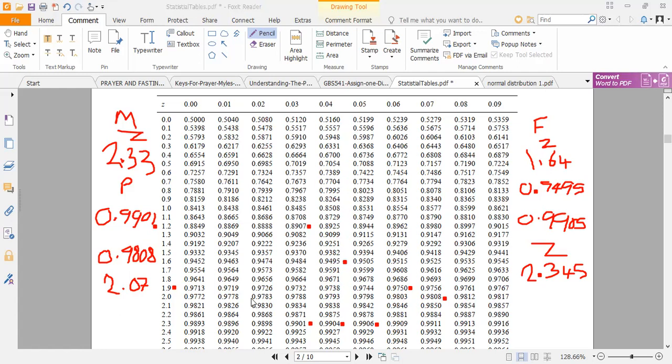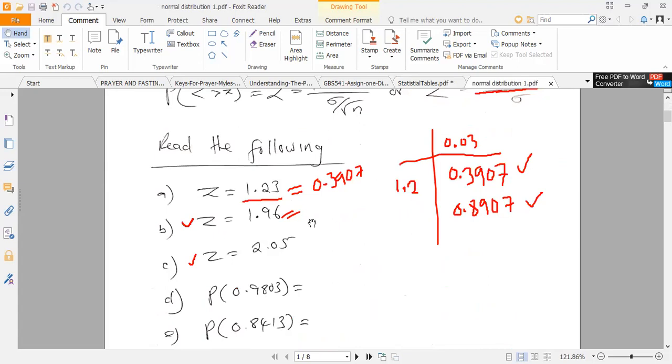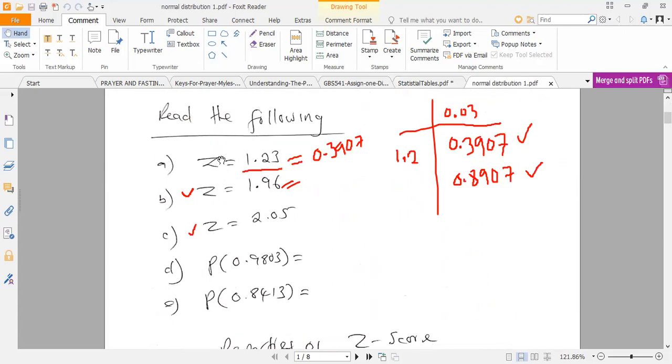We can start. So normal distribution, I've explained that each of the sides is what? 0.5. Then we have the formula for standardizing, which is Z equals X minus mu over standard deviation over root n. Or if you're not given n, it's simply X minus mu over standard deviation. To read the table, I've already taught you how. How do we read 1.23? We go under 1.2 and 0.03 where they meet. 1.96, we've already done that.